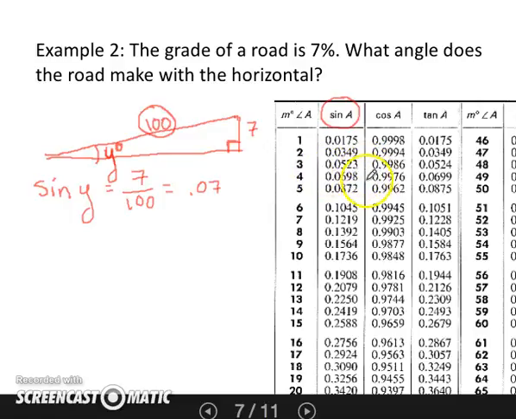Wait, if I back up to here, it looks like I could round this to 0.07 if I was just going to the hundredths place. So this is my lucky winner. And I'm going to go backwards to find the angle that corresponds with this sine ratio. My angle is 4 degrees. So I've found out now that my angle y is 4 degrees. And that's the angle that the road makes with the horizontal.